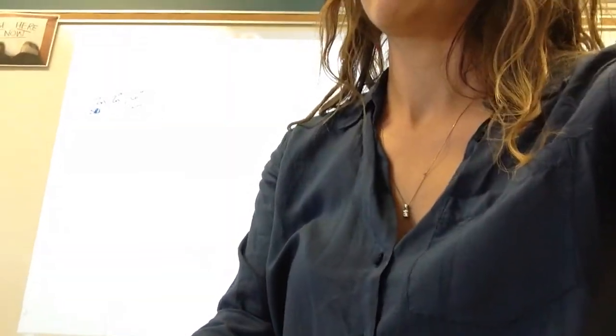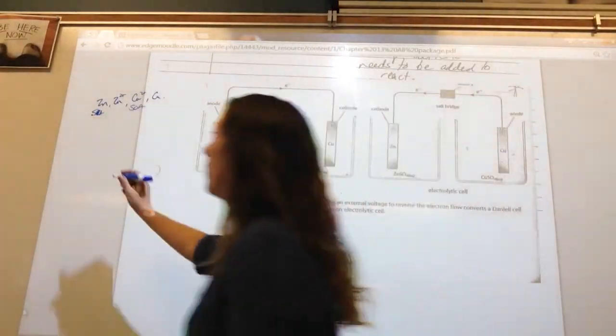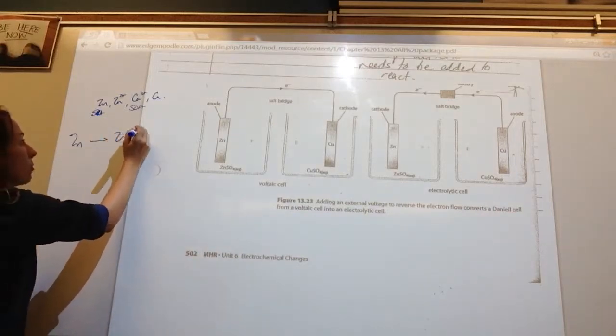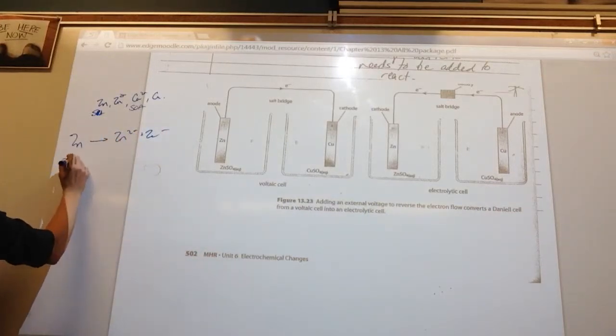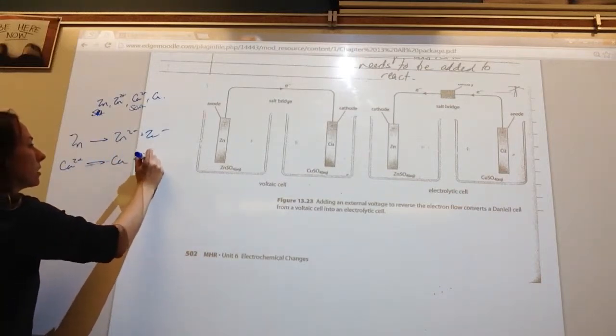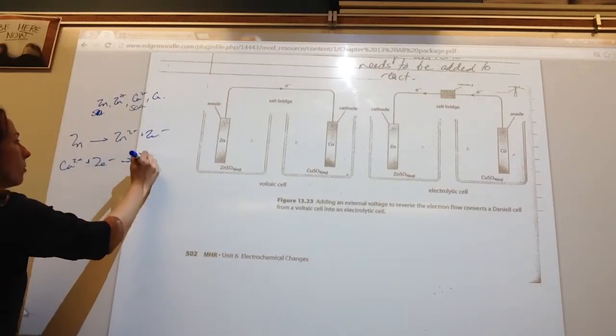My zinc, copying from the data booklet, will become zinc 2 plus and 2 electrons, and my copper 2 plus will gain the 2 electrons and become copper.